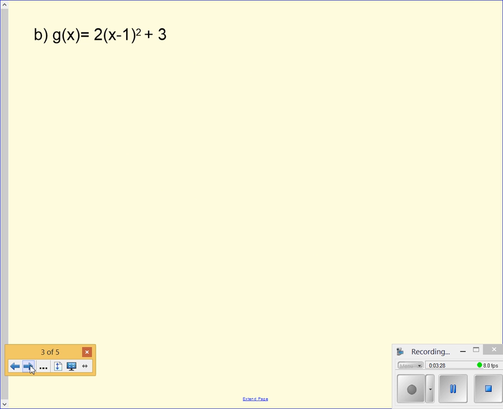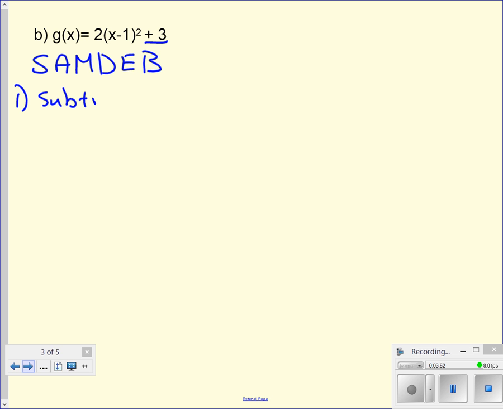Let's take a look at another example. In this case, I have g of x is equal to 2 times (x minus 1) squared plus 3. Looking at our SAMDEB, the first thing we have to take care of is the addition and subtraction here of plus 3. The opposite of plus 3 is subtract 3. We're also multiplying by 2, so the opposite of that is divide by 2.